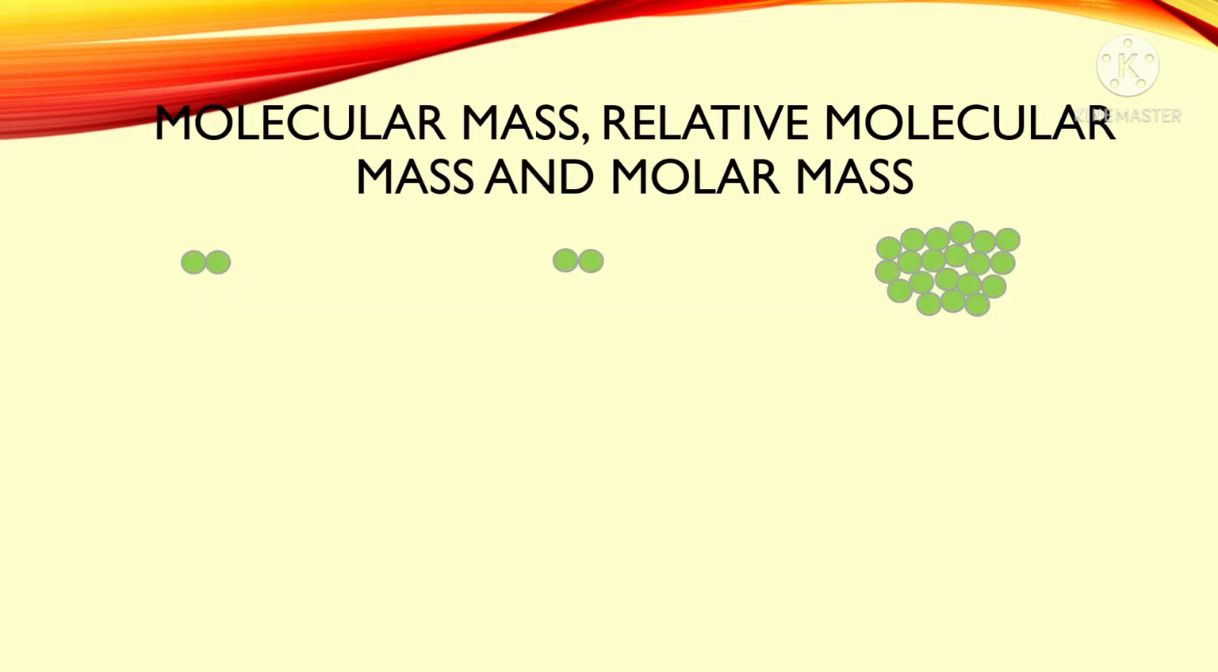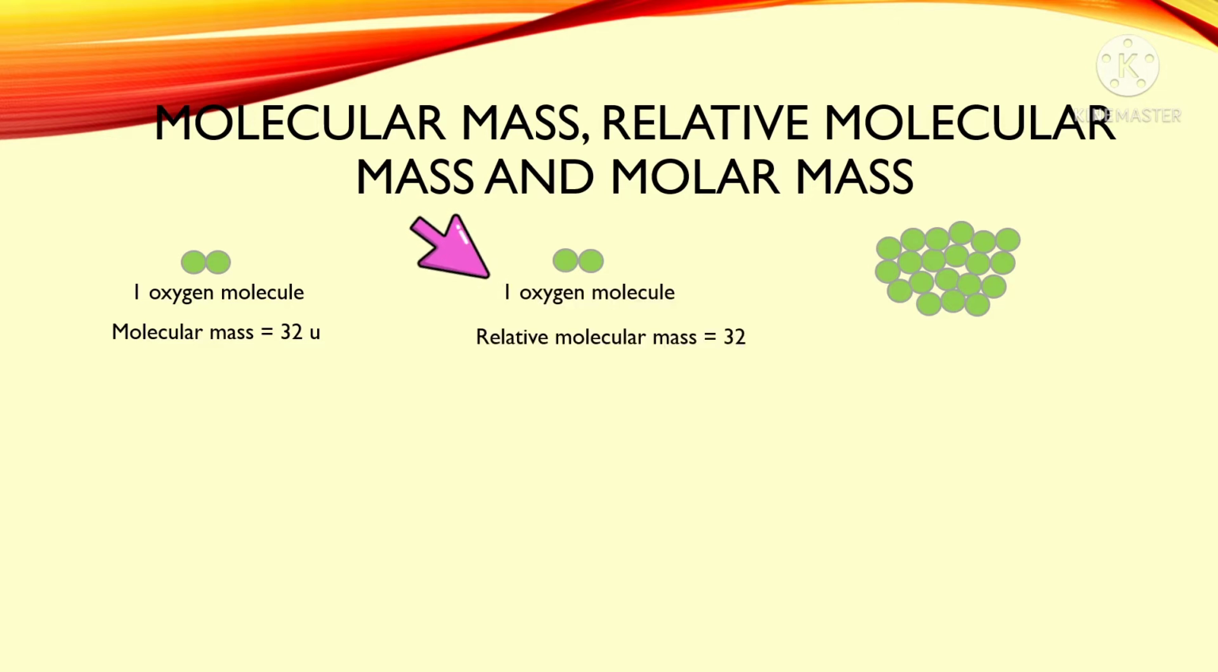What's the relationship between molecular mass, relative molecular mass, and molar mass? For example, here we have one oxygen molecule with molecular mass of 32U. For molecules, their masses are also quantified in terms of unified atomic mass U because they are very light. So when this one oxygen molecule is compared to the standard 1/12 the mass of one carbon-12 atom, we get the relative molecular mass of oxygen as 32. This means that one oxygen molecule is 32 times heavier compared to the standard.